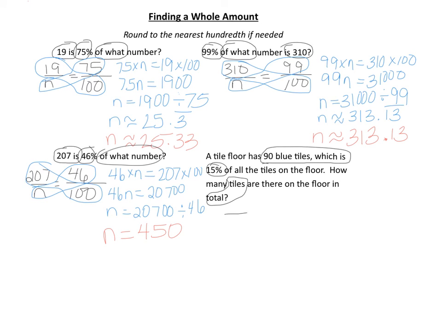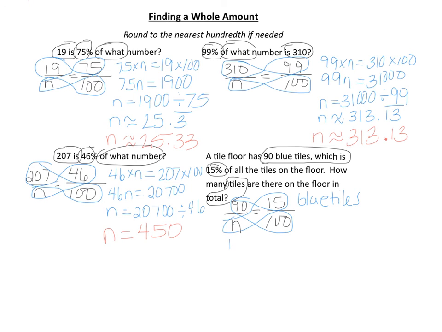When we set up our proportion, the first number that we can easily place is the 15. It's the percent, it's going over 100. What that 15% means is it says 15% of all the tiles, so that means that's going to be the blue tiles. If 15% is the blue tiles, 90 is the blue tiles, that means 90 also has to go on top, and what we're looking for is the total. Cross multiply as we have been.